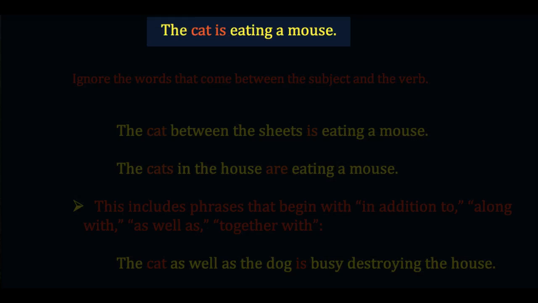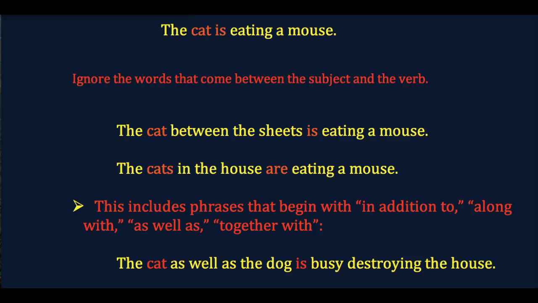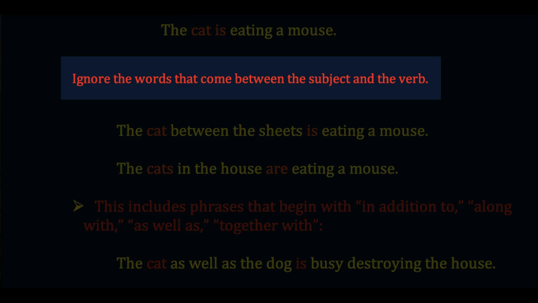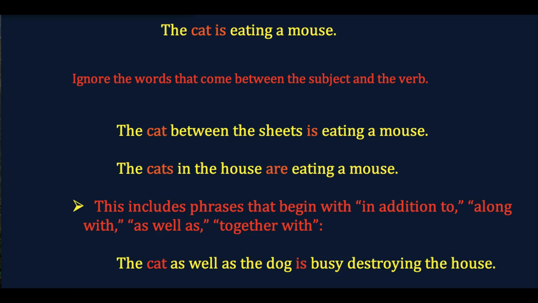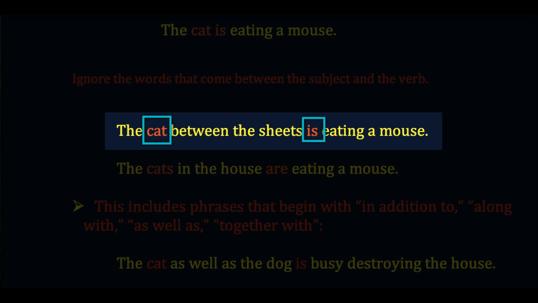Now, even when the order is typical, like the cat is eating a mouse, when it is subject followed by the verb, there still can be some complications. Like if there is a phrase that comes between the subject and the verb. Well, in that case, ignore the words that come between the subject and the verb. Like the cat between the sheets is eating a mouse. Subject is cat. Singular, you therefore want is. Don't get fooled by that prepositional phrase between the sheets that contains a plural noun. That is not the subject. Subject is cat, therefore the verb choice is based on that subject.